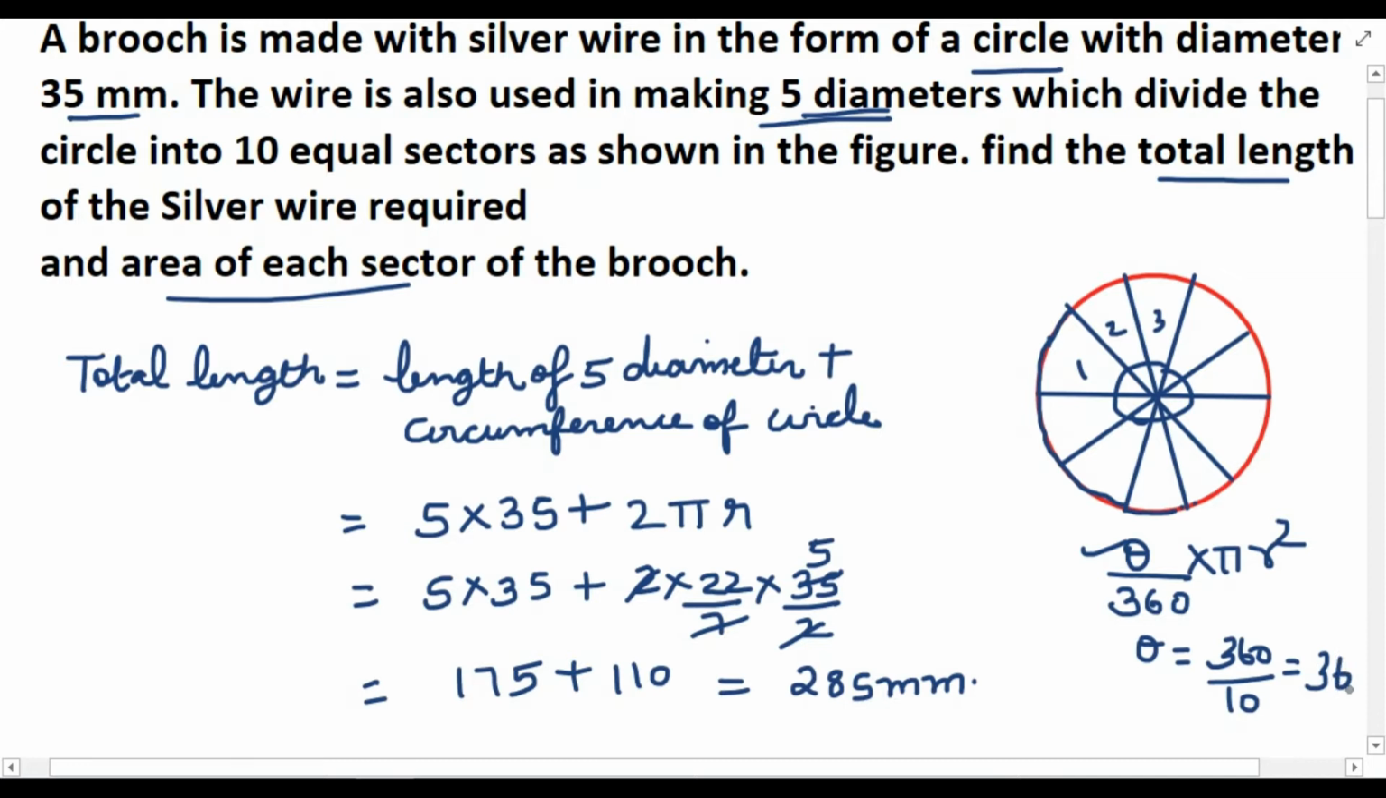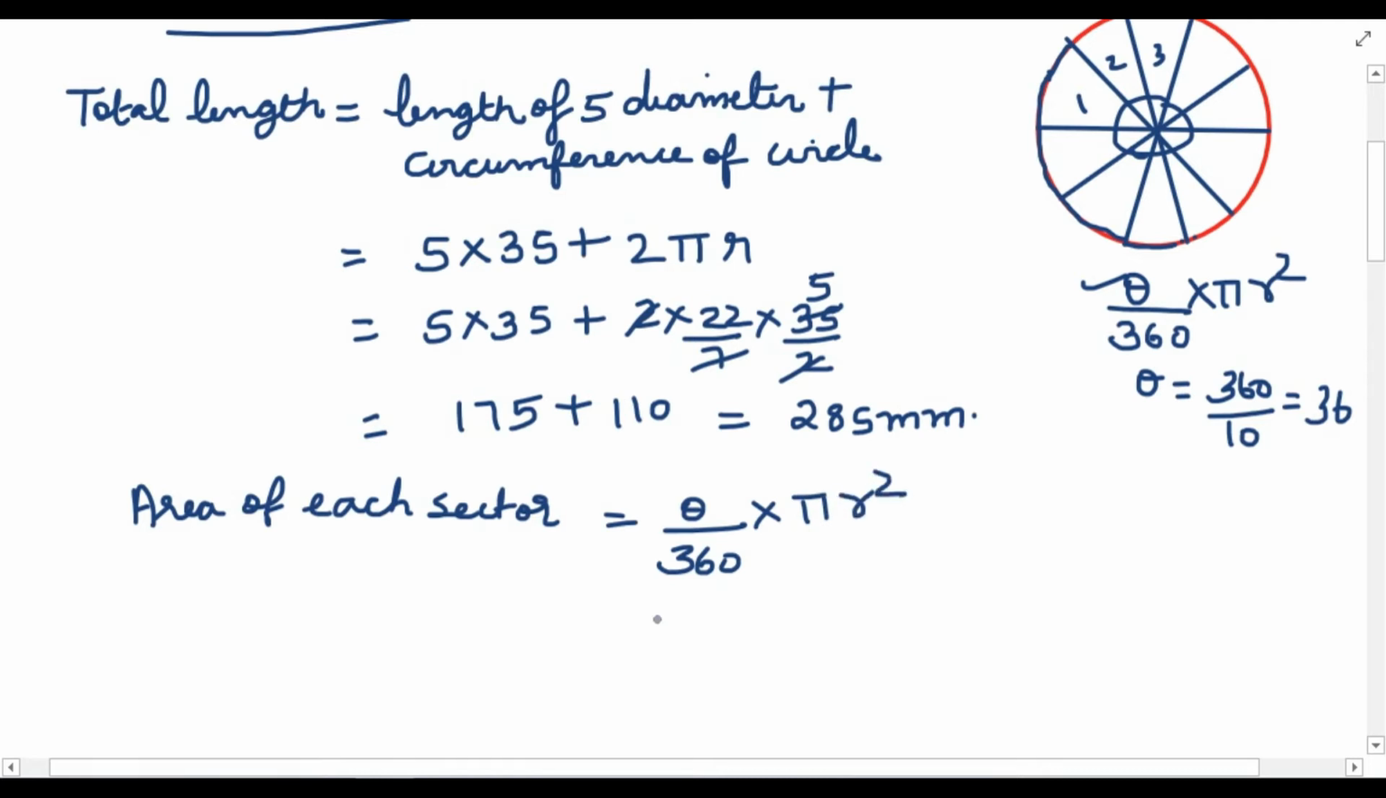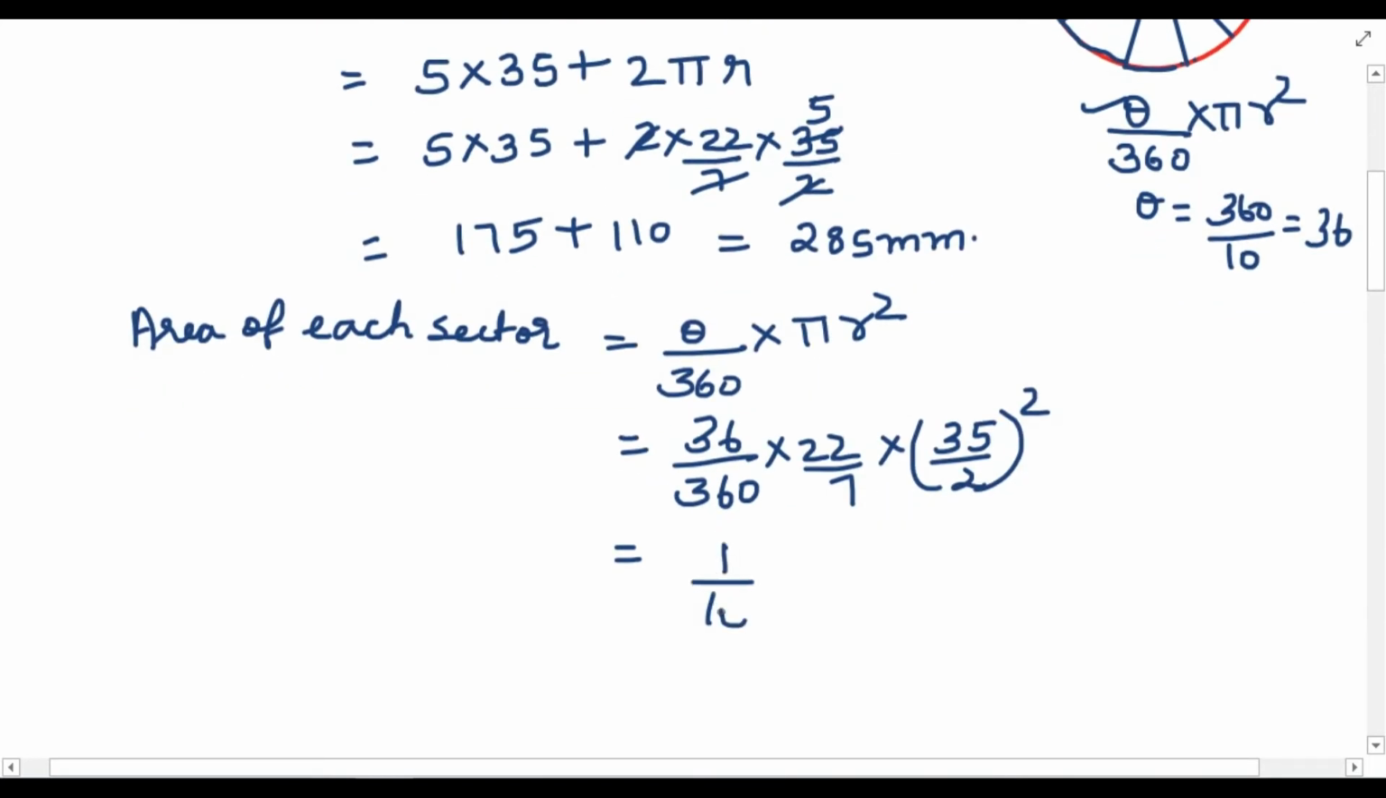So we got theta. Now we can find the area of each sector. Area of each sector is equal to theta by 360 into pi r square, which is equal to 36 divided by 360 into 22 by 7 into 35 by 2 the whole square. So you can simplify this. 36 and 360 will get cancelled. It will be 1 by 10 into 22 by 7 into 35 by 2 into 35 by 2.